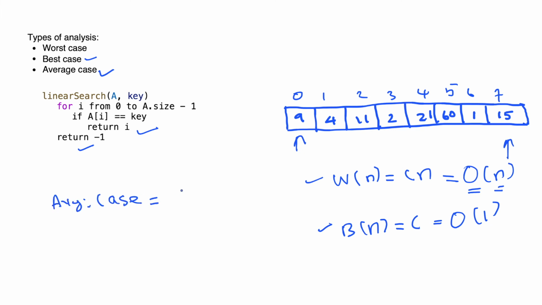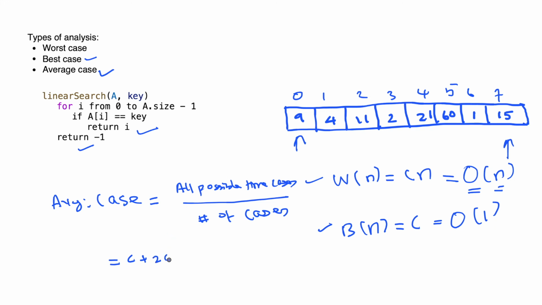Average of all possible time cases, that is, all possible times divided by the number of cases. If the element is in the first position, you have to make only one comparison, let's say time C. And if the number is in the second position, you have to make two comparisons. So it will be 2C, then 3C. And if the element is at the end, you will have to make n different comparisons. So the time taken will be nC divided by, you have n number of cases, so you will be dividing it with n.